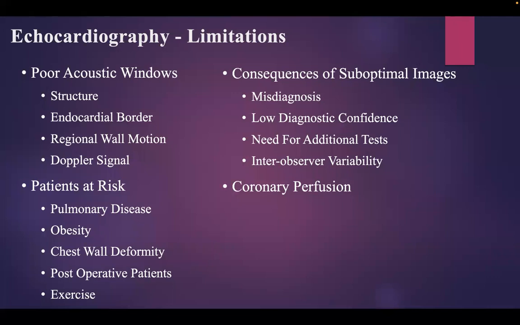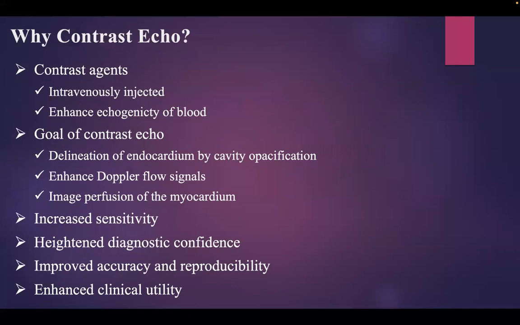As a consequence of suboptimal images, we often misdiagnose, we have low diagnostic confidence, additional tests are required, and obviously there is inter-observer variability. To address all these things, we have contrast echo, which can be injected intravenously and enhances the echogenicity of the blood. The goal of contrast echo is to improve the endocardial border definition and enhance the Doppler flow signals whenever we are not able to look at them. And then again, we can look at the perfusion. It has increased sensitivity, heightened diagnostic confidence, and enhanced clinical utility.